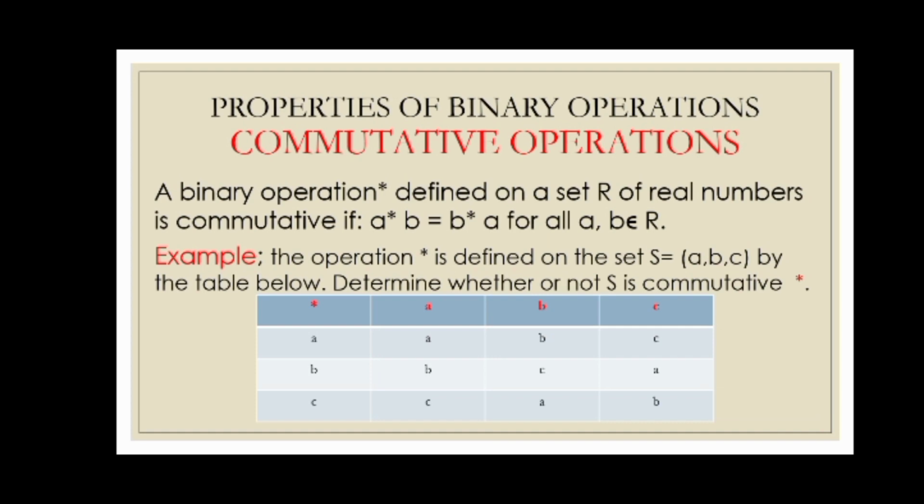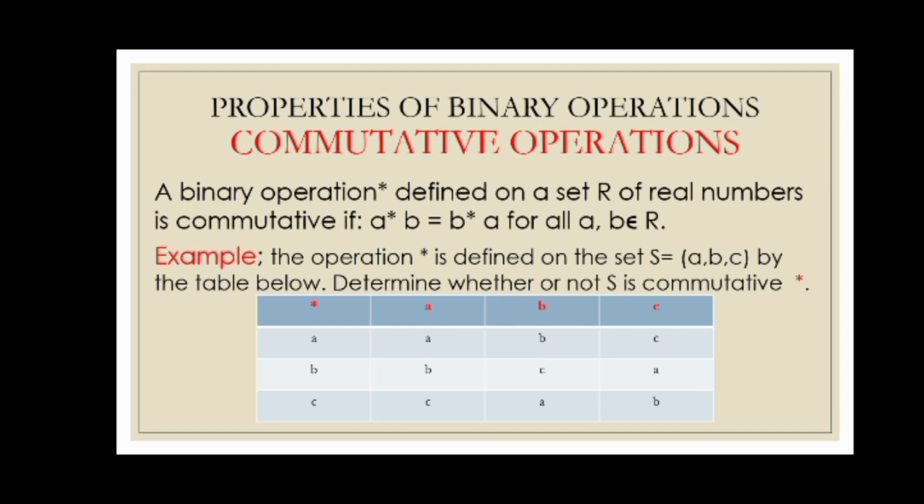A minus B won't be B minus A, and A divided by B won't be B divided by A. Just take a look at this: 2 minus 3 is negative 1, but 3 minus 2 is 1. So subtraction and division don't fall under commutative, but addition and multiplication do.